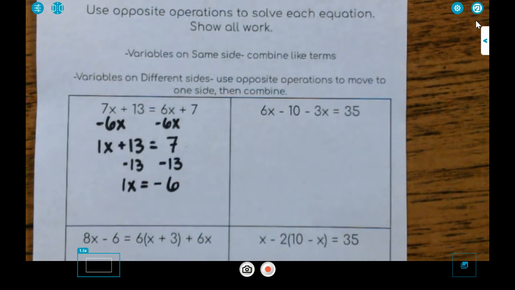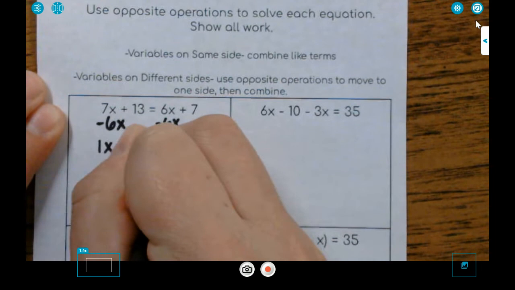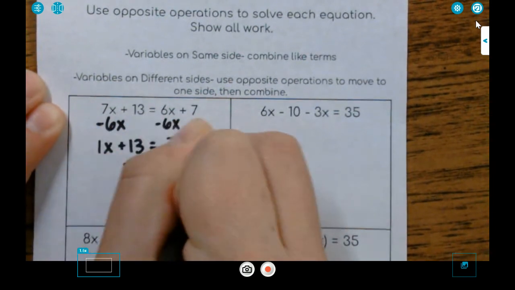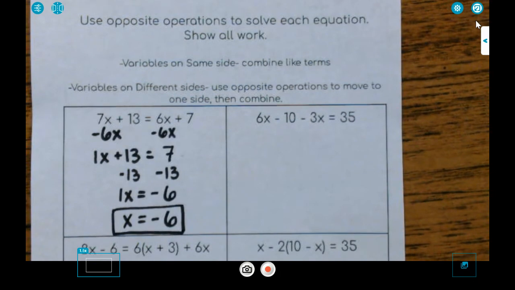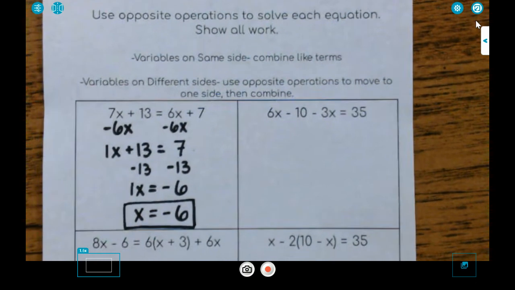Then, what I would normally do is take the number in front of x and divide both sides of my equation by 1. But because 1x is the same as x, I just now know that x equals negative 6. I don't need to redo and divide there. So we moved all of our variables to one side of the equation, and then we used opposite operations to solve for x, just like we did for the entirety of Unit 2. Any questions on that first equation?